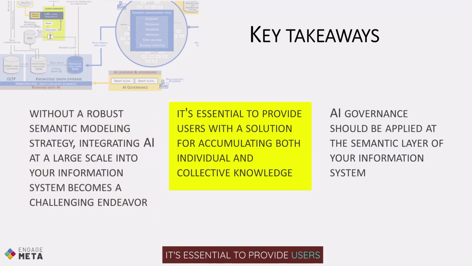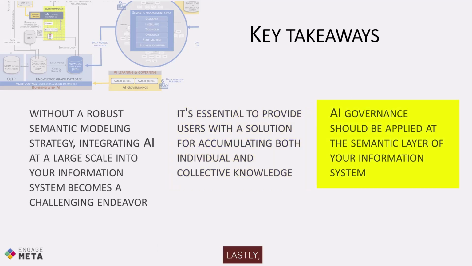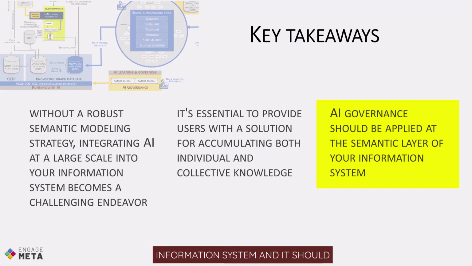Secondly, it's essential to provide users with a solution for accumulating both individual and collective knowledge. This knowledge accumulation is pivotal in enhancing the capabilities of your AI systems. Lastly, AI governance should be applied at the semantic layer of your information system, and it should be reinforced by an independent AI-powered governance system. This dual approach ensures that you maintain control over the decision-making processes driven by AI's intelligent algorithms. These takeaways underscore the importance of holistic semantic management and governance in successfully integrating AI into your information system.